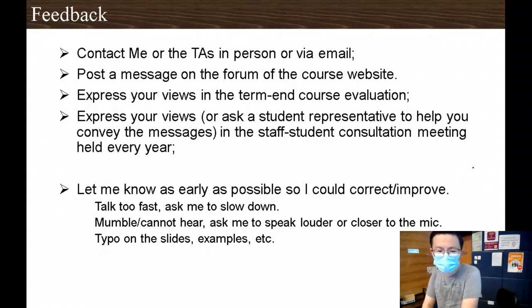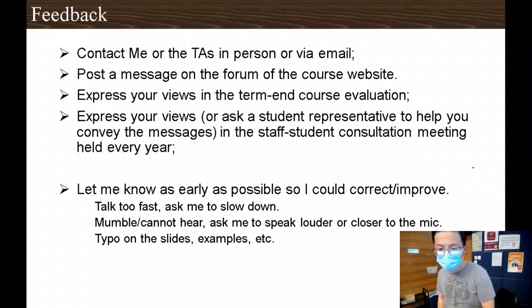And then if you still have strong opinions, like if I'm not listening, you can express your views in the term end course evaluation. But if you find that I'm doing very well, please really speak up in your term end course evaluation. That is very important for me, because I'm a new teacher, and the teaching here at CUHK is a really important part of what I'm doing.